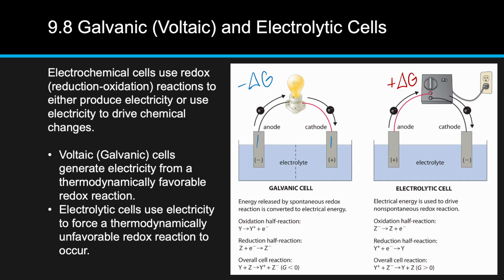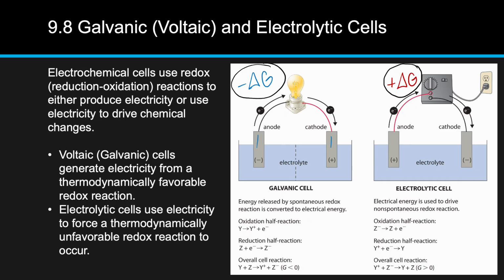Okay, so first difference is spontaneity. Electrolytic, non-spontaneous, that we are making spontaneous with an energy source, and galvanic or voltaic cells is a spontaneous reaction. We are just capturing some of that chemical energy and turning it into electrical energy. So that's our first difference between the two.